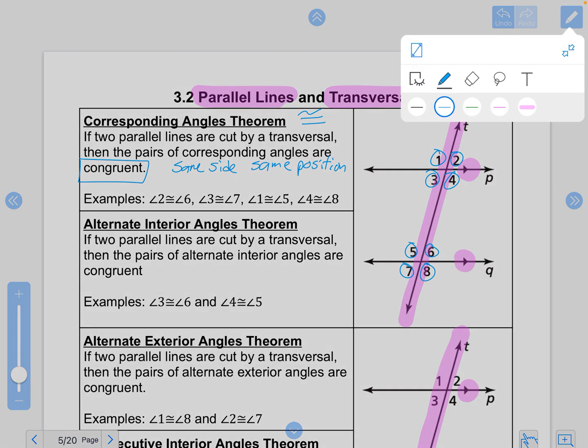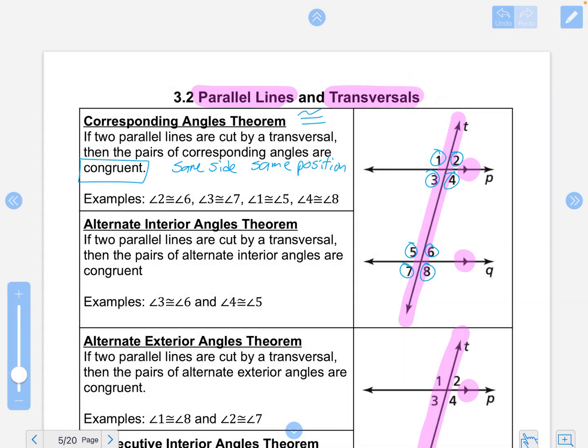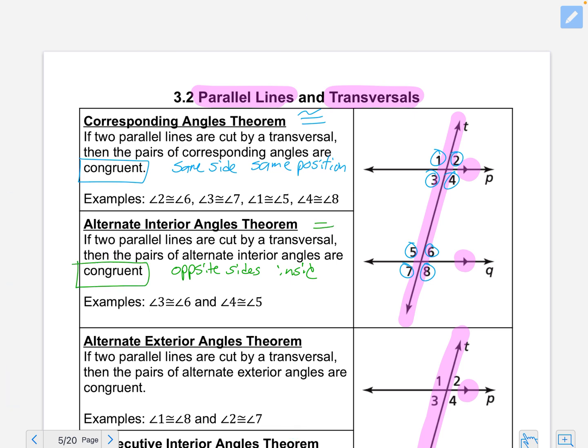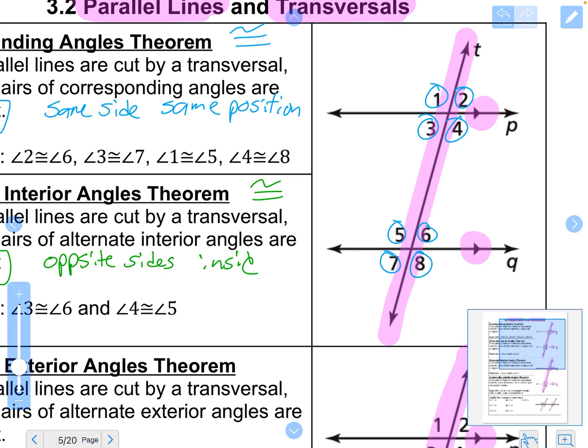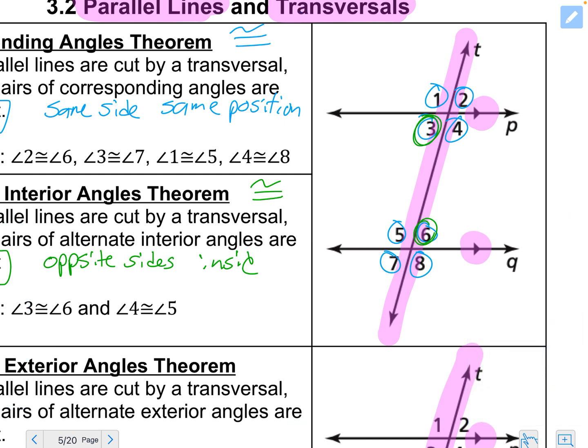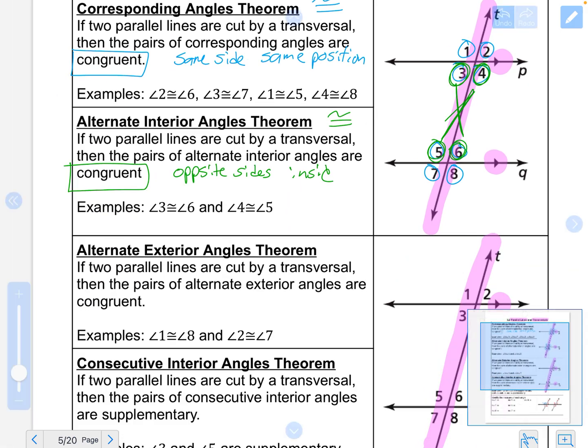So if we have alternate interior angles, we know that they are on opposite sides, and they are inside the transversal. Alternate interior angles are also congruent. So angle 3 is congruent to angle 6. Angle 5 is congruent to angle 4. So again, those are congruent and those are congruent.